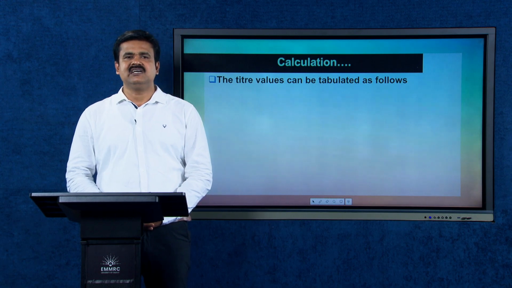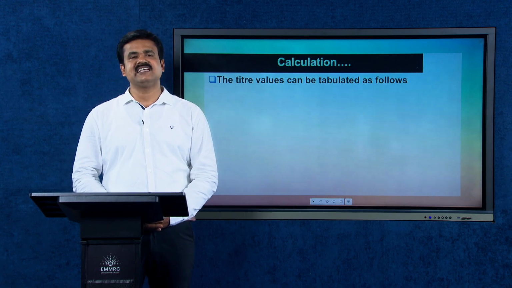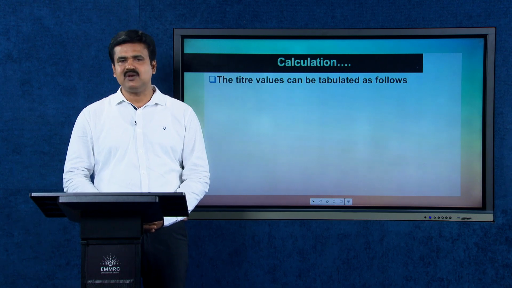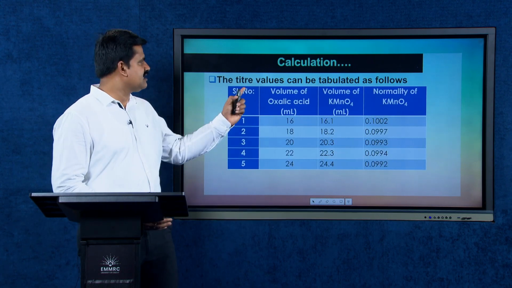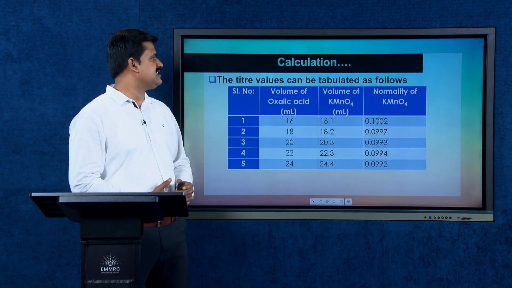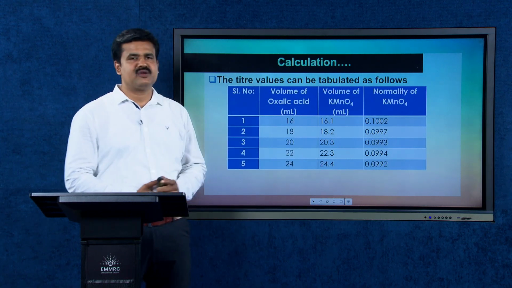Now the titer values in standardization can be tabulated as follows. These are the titer values. These are the volume of oxalic acid taken. Corresponding titer values of the KMnO4 are here.